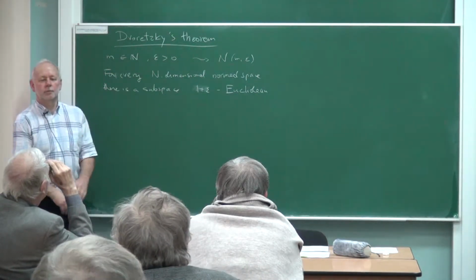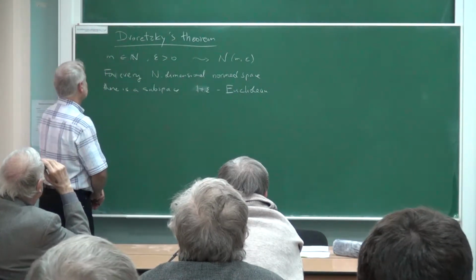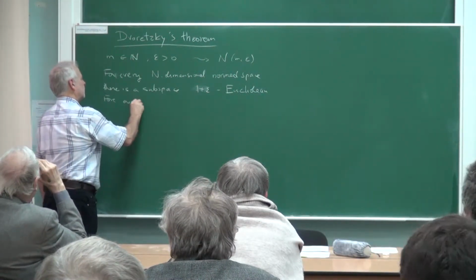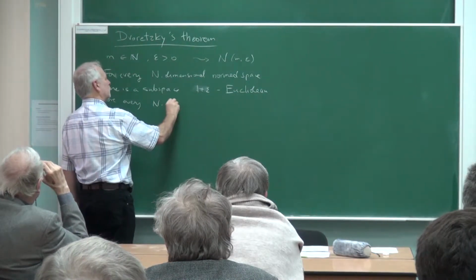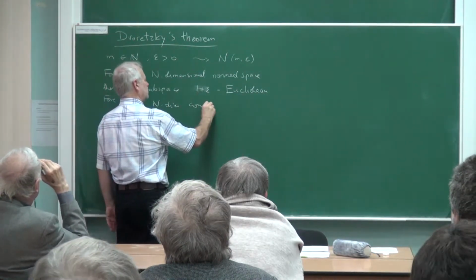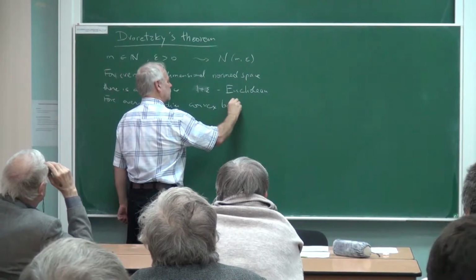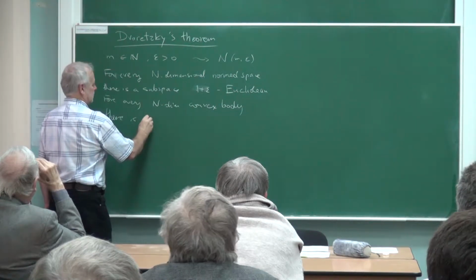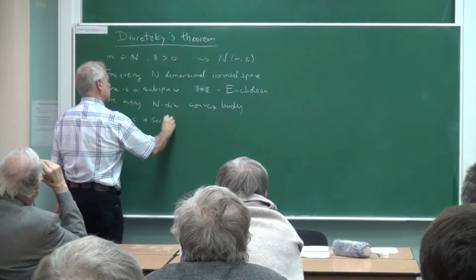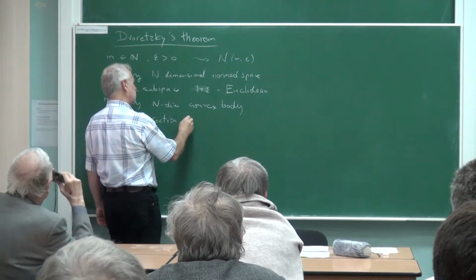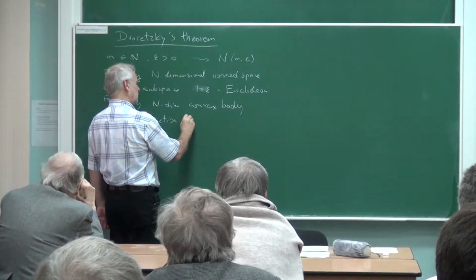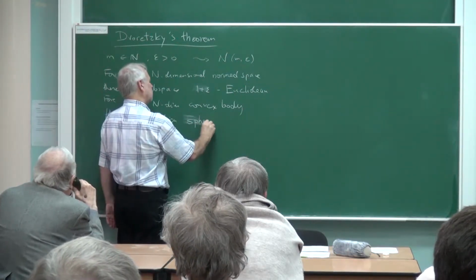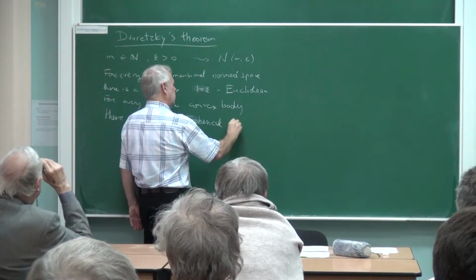So another way to phrase it is to say that for every n-dimensional convex body, there is an m-dimensional section which is Euclidean or spherical up to epsilon.